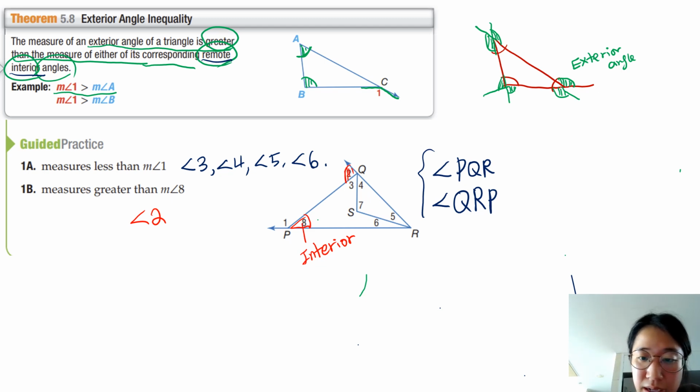Do we have any other? No. It looks like some of the angles, like angle 7 or angle 1, are greater than angle 8, but we cannot say that because we don't have the clue. By theorem 5.8, this is the only answer we have. You cannot say other angles are also greater than angle 8 because you don't have an exact clue. All right, let's move on.